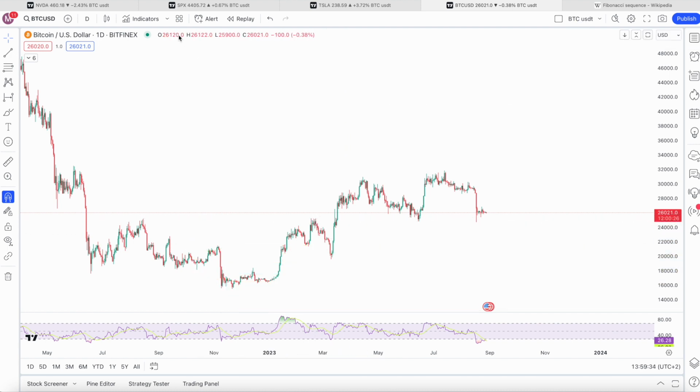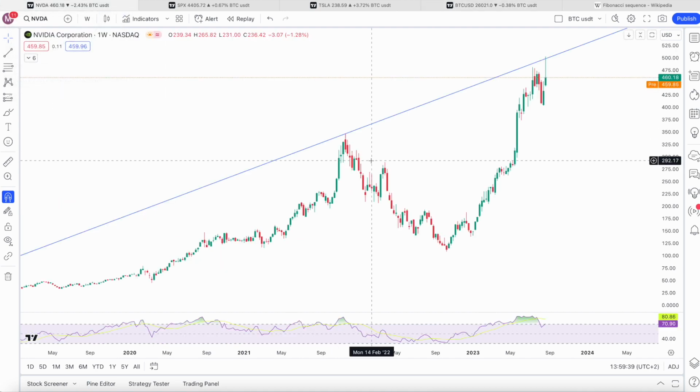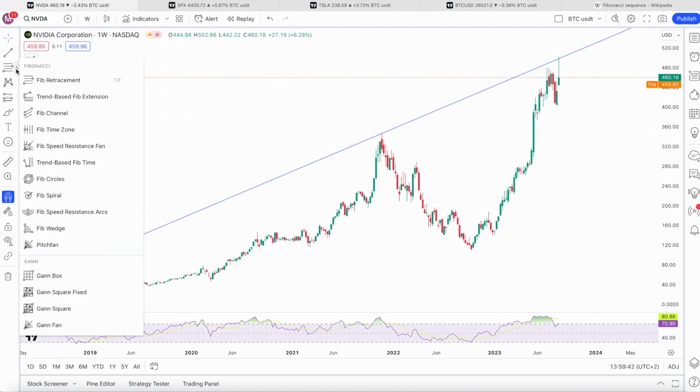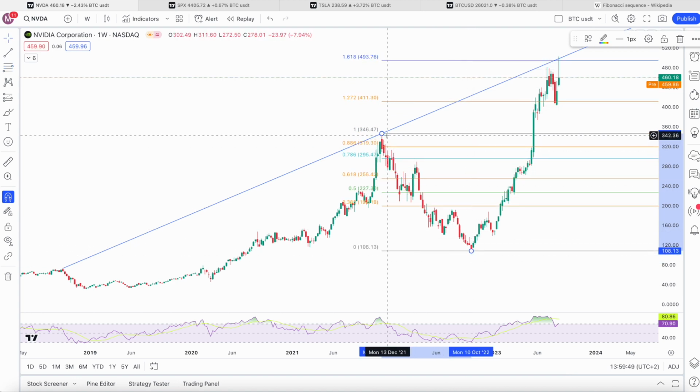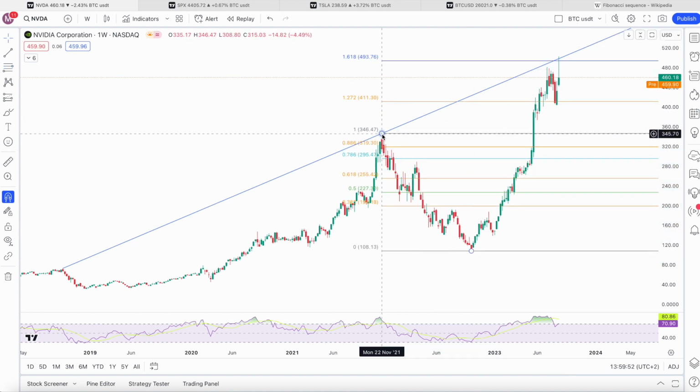All right, so as we now have the knowledge which is needed, let's go to some examples. So here we have Nvidia, and basically when you use this Fib retracement tool, as I was saying, you drag from left to right. So here I dragged from the top, which was in November 2021, to the swing bottom in October 22. And look where my golden ratio is, 1.618. 493, and the price went to 502 and significantly reversed.